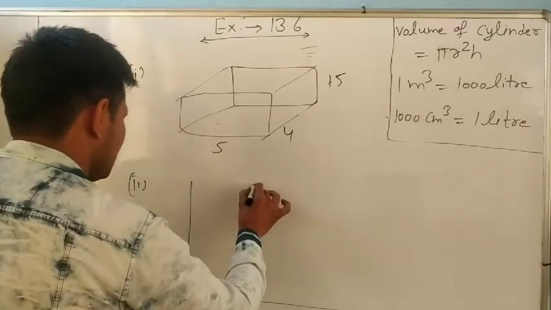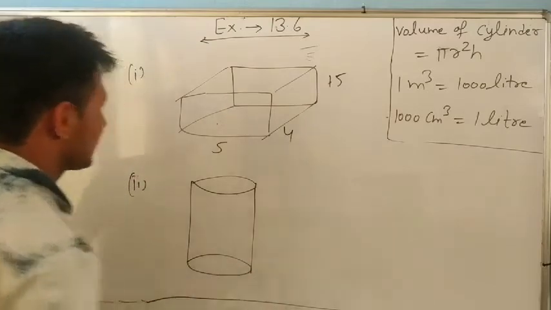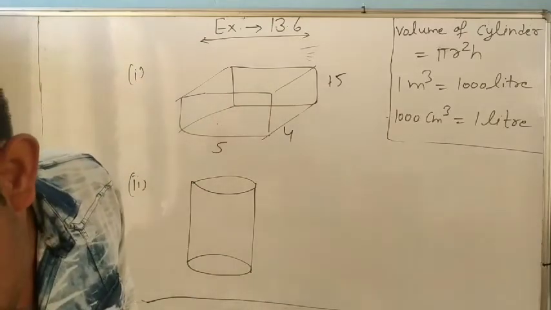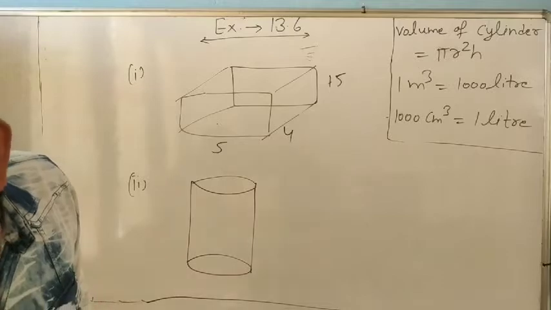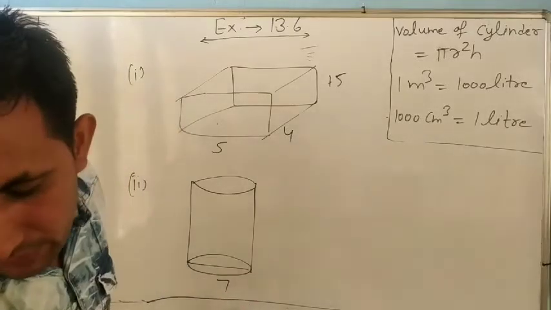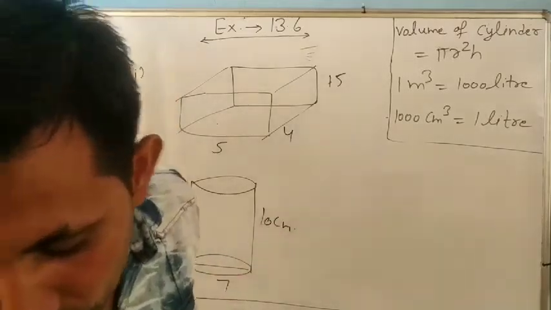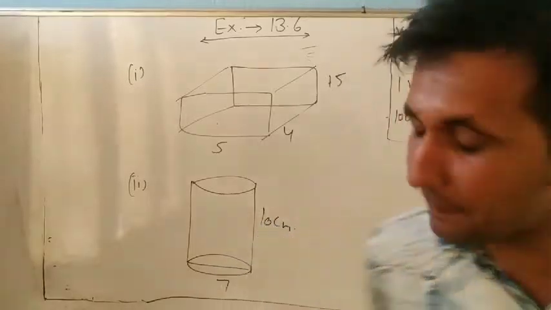Yes, this is like a cylinder. Okay, second soft drink. And what is given? Base diameter is 7 centimeter and height is 10 centimeter. So we have to find which container has greater capacity.